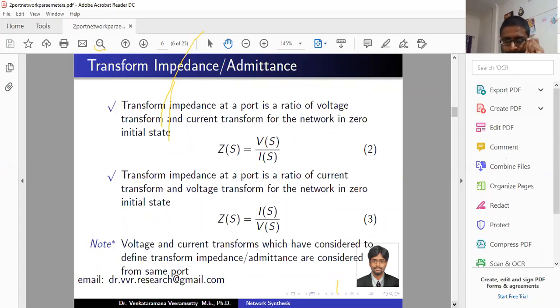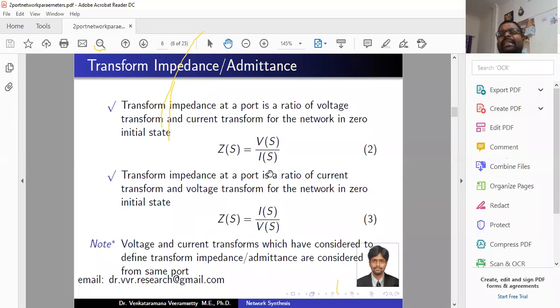Try to understand the statement. A transform impedance at any port is the ratio of voltage transform V of S and current transform I of S with zero initial condition. Zero initial condition: a network is a combination of passive elements, which may be a resistor, inductor or capacitor. If it is a resistor, it is not an issue. But inductor and capacitor are storage elements. So zero initial state means we assume there is no initial current flowing in the inductor and no initial voltage across the capacitor. We assume no initial current or voltage across the energy storage elements like inductor and capacitor respectively. This is how we define Z of S.